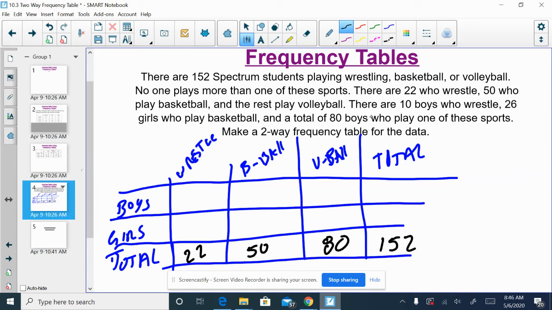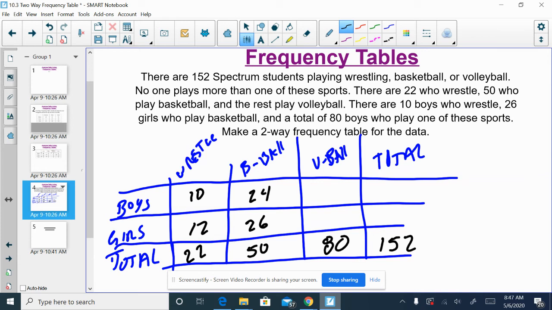Cool. 10 boys who wrestle. Well, because boys who wrestle plus girls who wrestle has got to be 22, this one's got to be 12. 26 girls play basketball. Well, boys who play basketball plus girls who play basketball has got to be 50. Therefore, this one's got to be 24. It's kind of like a puzzle, right? This is so exciting.